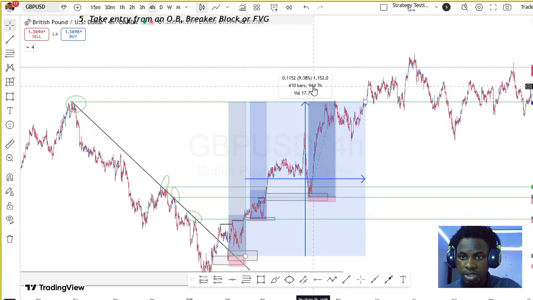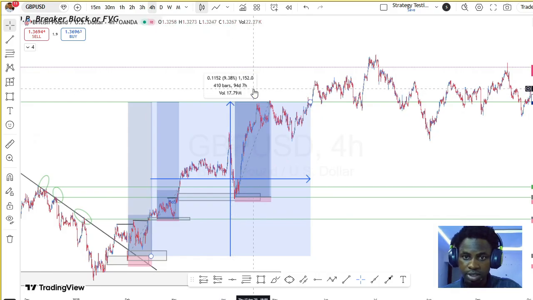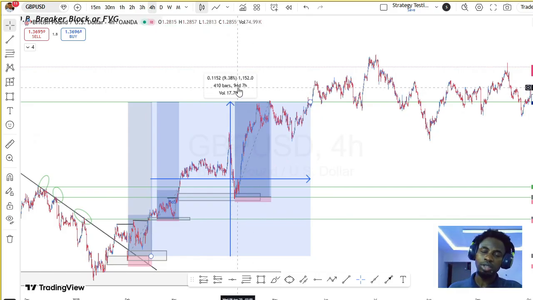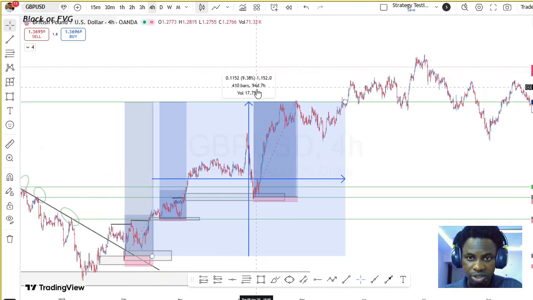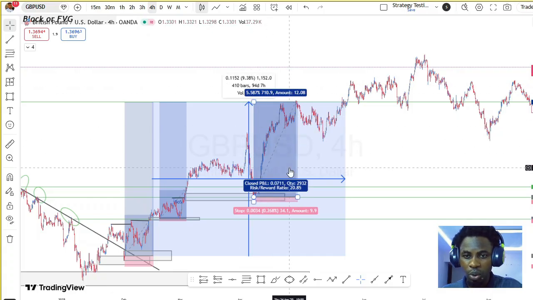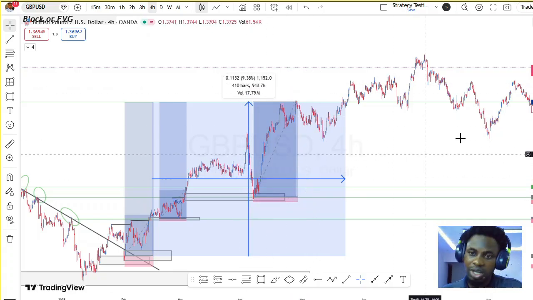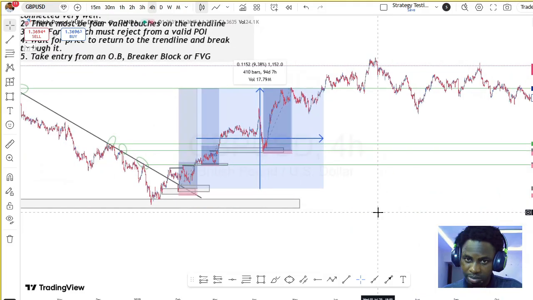The number of days is 94, so that's about 3 months. This is 94 days, 3 months and 4 days. And we had about 1,152 pips. That's a lot of massive pips.